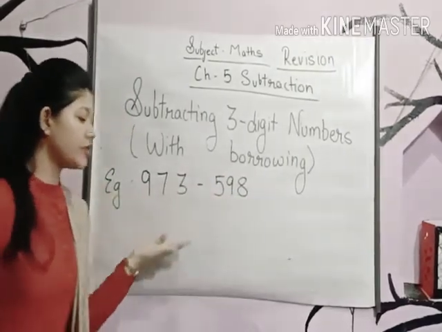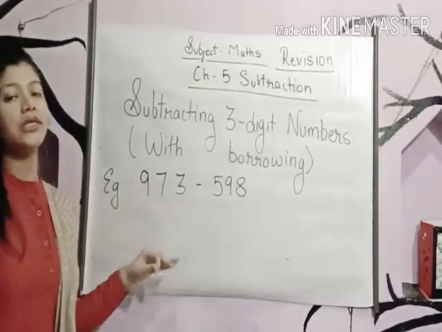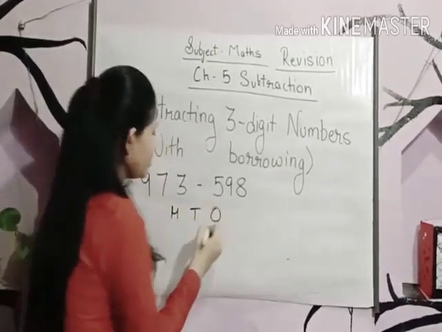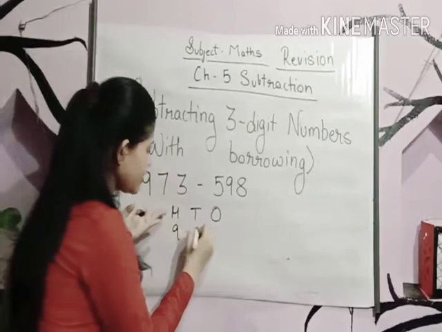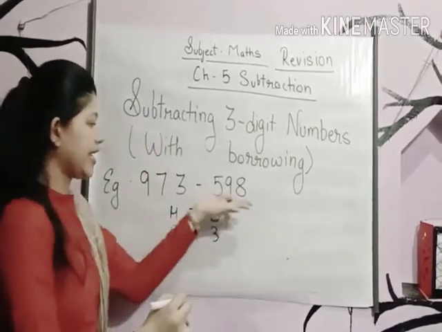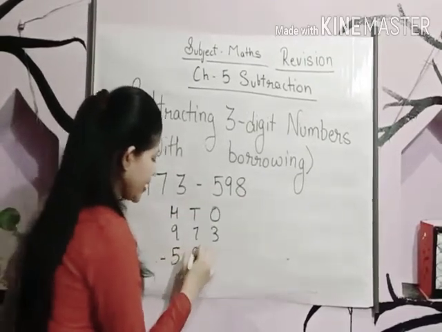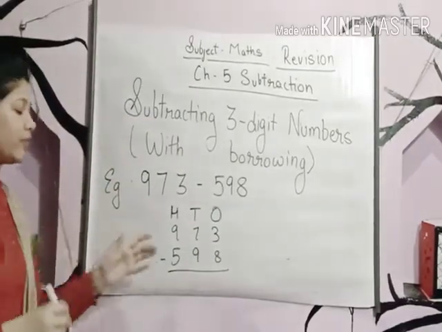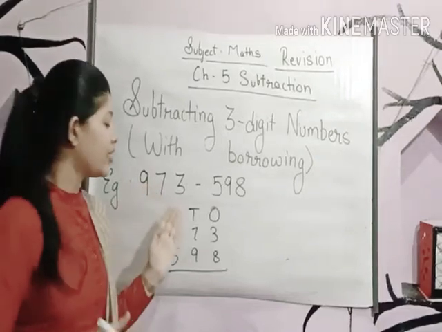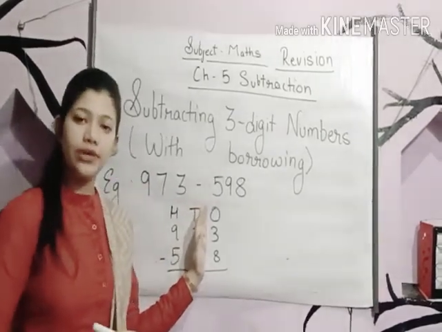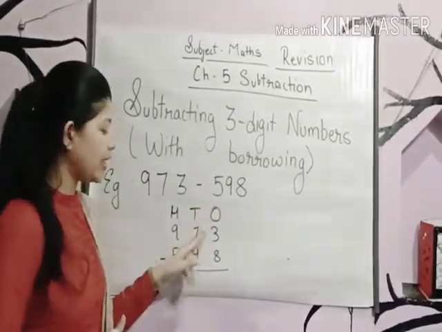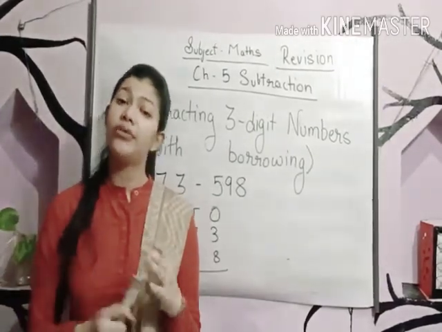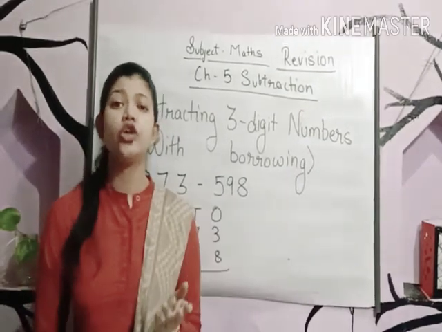So what will we do first? First we will arrange these numbers under the columns of hundreds, tens and ones. Let's arrange. First number 973 minus second number, that is the subtrahend, 598. Let's subtract. Now students, see, first we will subtract the ones column. So 3 minus 8. Now tell me, can you subtract 8 from 3? No, it is not possible.